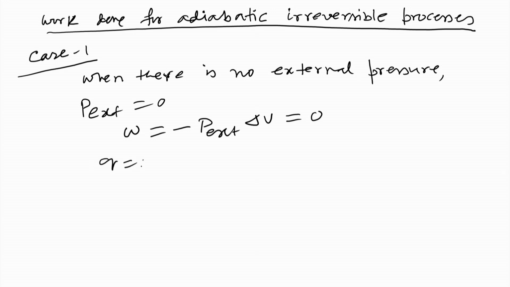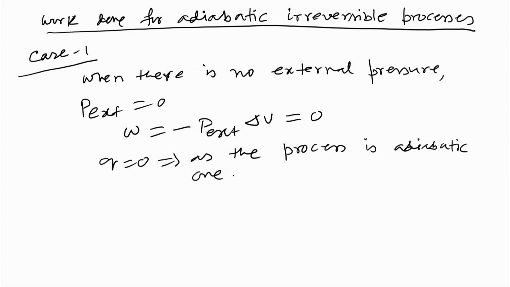So, Q is also 0 as the process is adiabatic. So, from first law of thermodynamics we can write delta U is 0. So, there is no temperature change, because internal energy for an ideal gas depends on temperature. Since there is no internal energy change for this process, there is no temperature change.